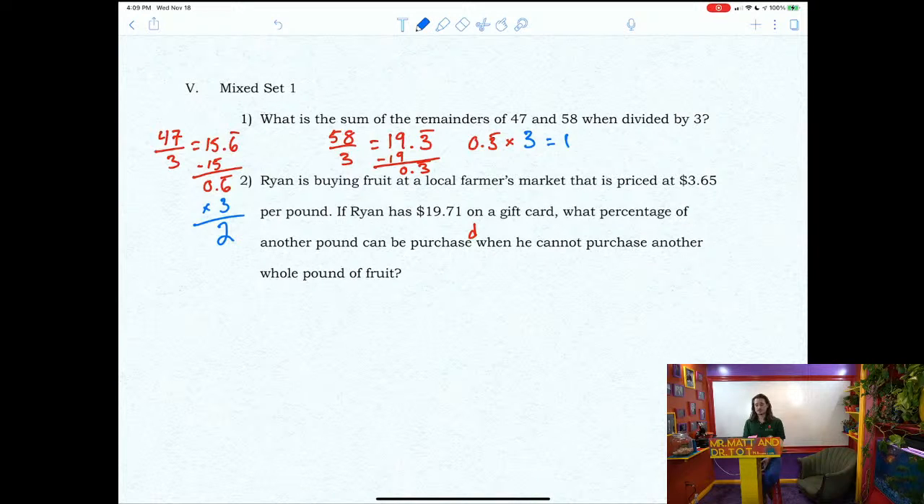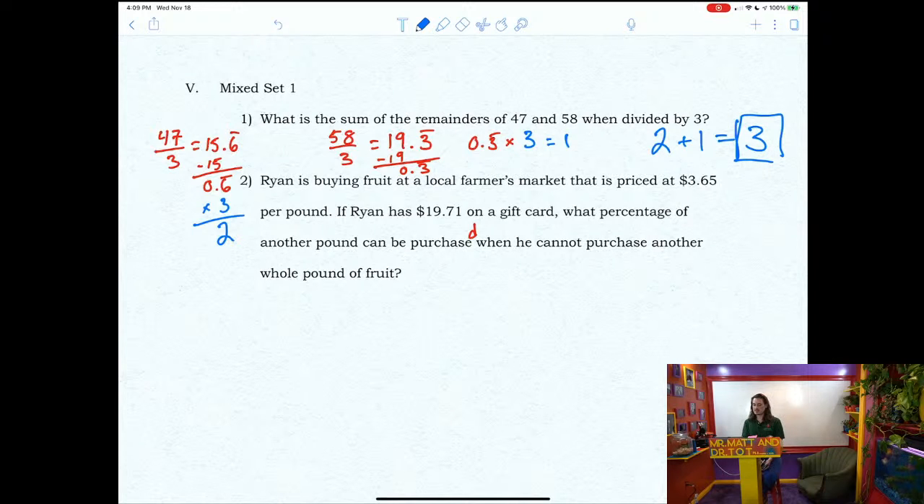47 has a remainder of 2 when divided by 3. And 58 has a remainder of 1 when divided by 3. So the sum of the remainders is going to be 2 plus 1. So your answer here should be 3.